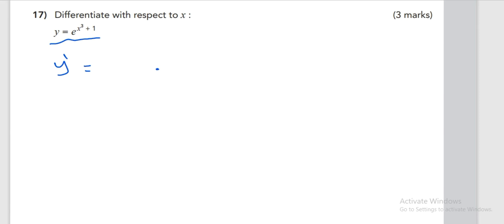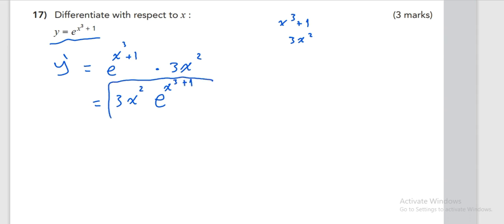The first part is the same function, e to the power of x to the power of 3 plus 1, multiplied by the differentiation of the power. If we write the power, x to the power of 3 plus 1, and we differentiate it, it will be 3x to the power of 2. Write this expression in order. It will be 3x to the power of 2 multiplied by e to the power of x to the power of 3 plus 1. And this is the final answer.